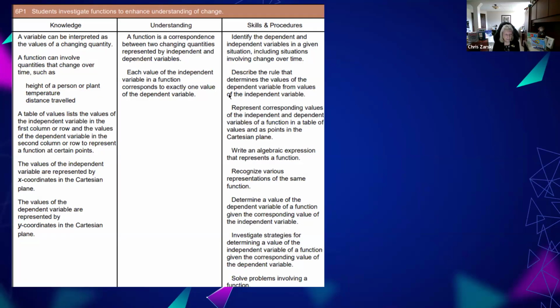So again, for us in grade 6, we talk about a variable that can be determined as values are changing in quantity. So how do I see the quantities change? What change is occurring? Is it getting bigger? Is it getting smaller? Most of them that we're going to do are going to get bigger, because those are just a little bit easier for them to do.